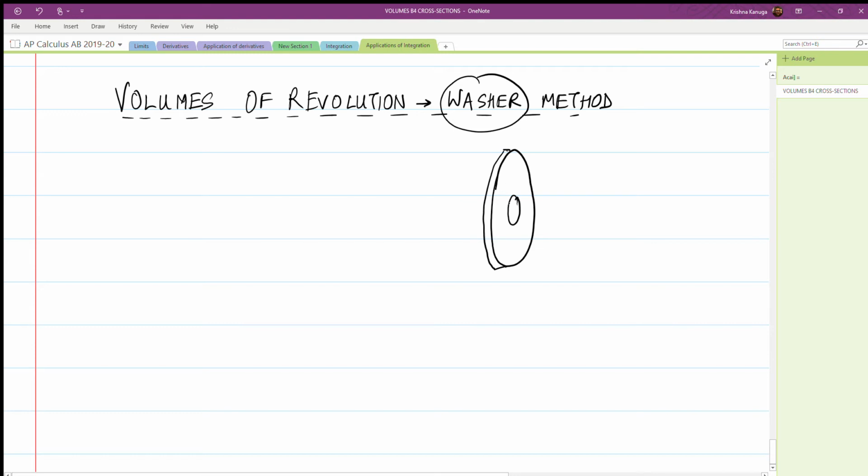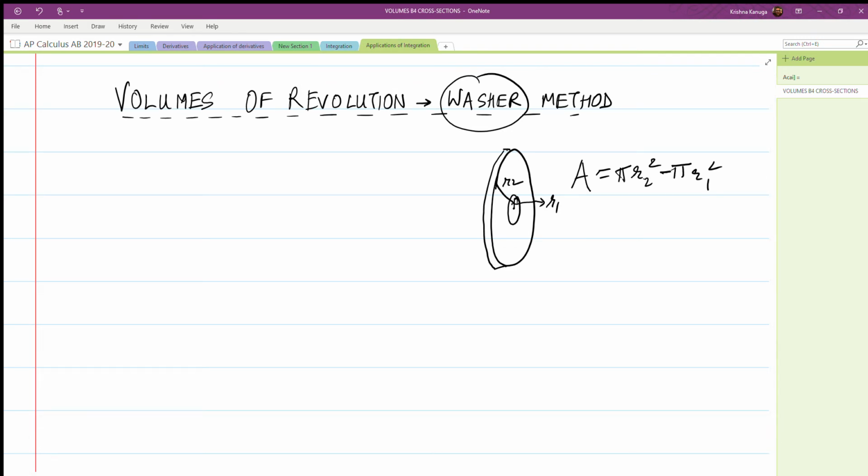And the area of cross section of a washer, let's say that the inner radius is R1 and then the outer radius is R2, then the area of cross section of the washer is equal to pi times R2 squared minus pi times R1 squared. So area of the large circle minus the area of the hole. Okay, so let's take a situation and let's figure this out.